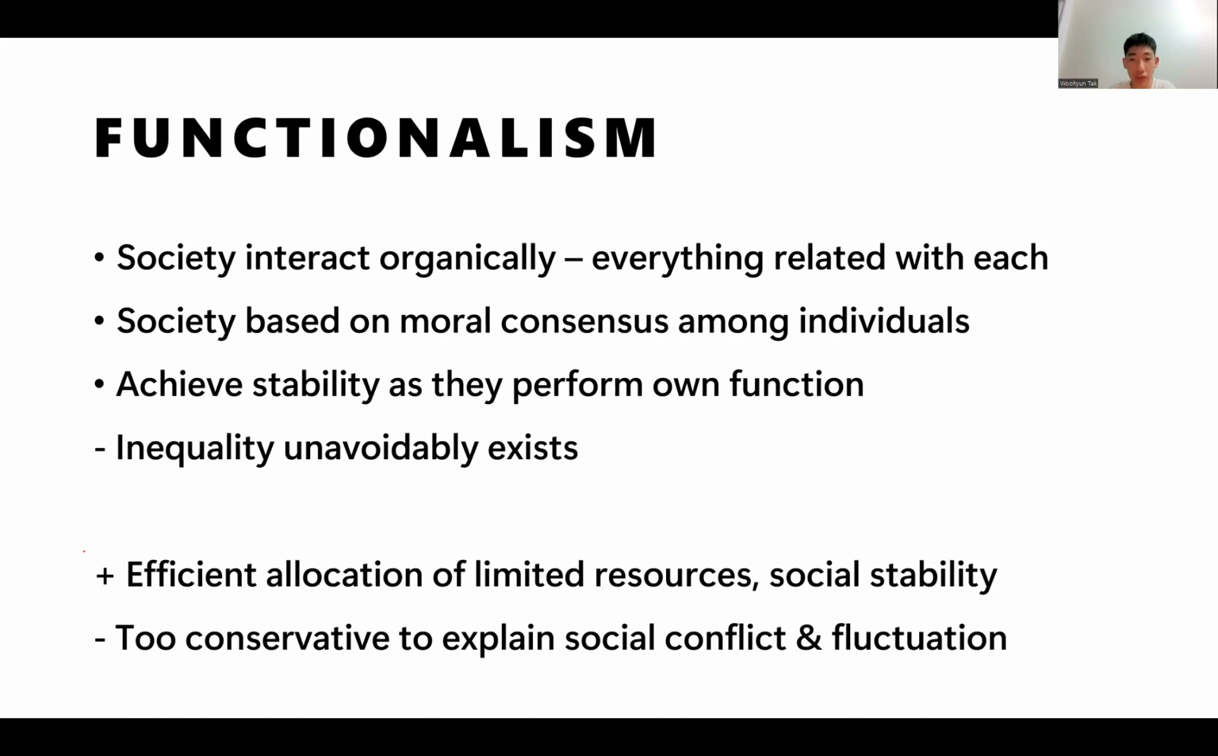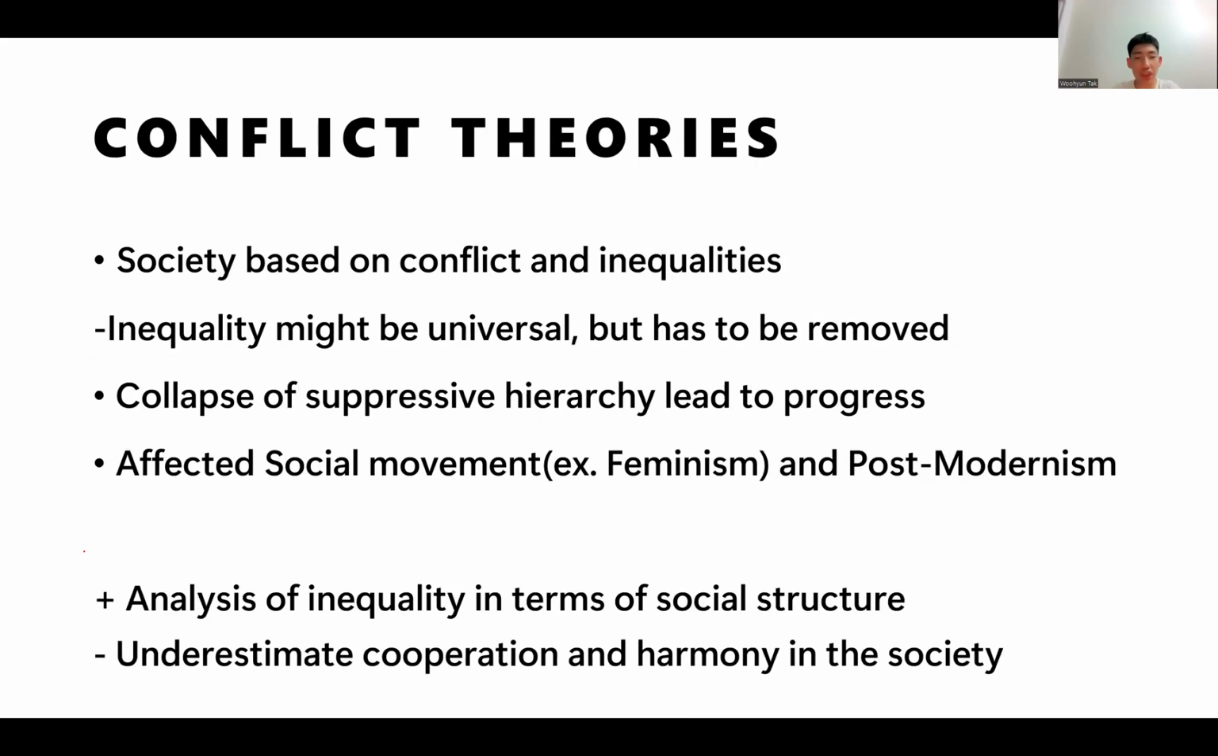For instance, if the society is very peaceful and harmonious, then why does war happen? Why do protests happen? The theory cannot explain this. So we will move on to conflict theories. It is based on conflict and inequalities among different groups. For instance, the rich and the poor, or men and women, elders and the young generation, or laborers and employers. Like this kind of very conflicting groups. So inequality might be universal, it might happen, but it has to be removed in the final stage.